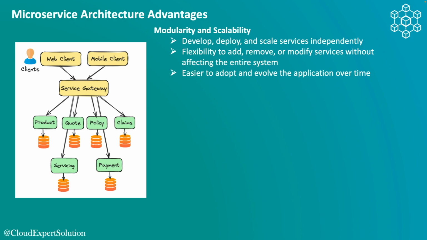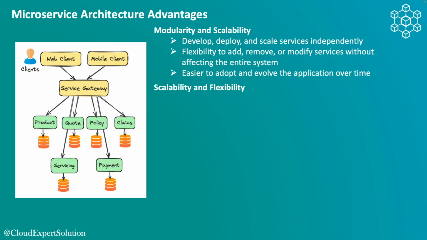Then it will be easier to adapt and evolve the application over time. As we discussed in the disadvantages of monolithic architecture, if we have to maintain two different service versions or library versions, we will be able to easily manage and maintain them in microservice architecture. That will lead to easier adoption and evolution of the application over time.